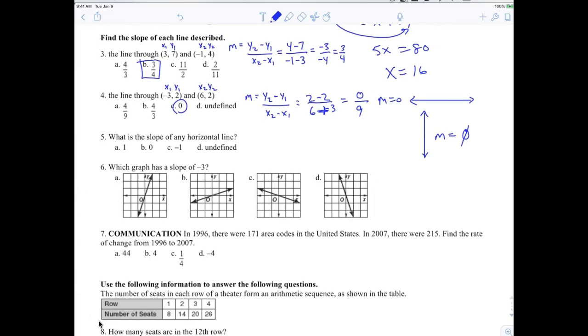All right. Now, again, number 5. What is the slope of any horizontal line? We just talked about that. 0. All right, now let's talk about number 6.